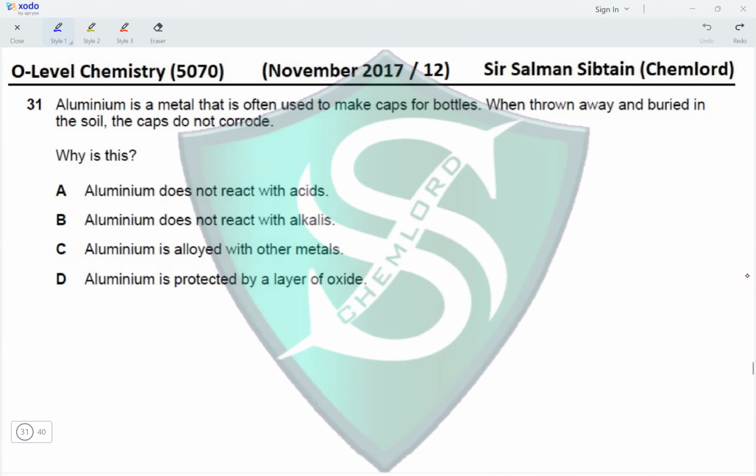Aluminum is a metal that is often used to make caps for bottles. When thrown away and buried in the soil, the caps do not corrode. Why is this? Aluminum does not react with acids. It is a metal, it does react with acids.